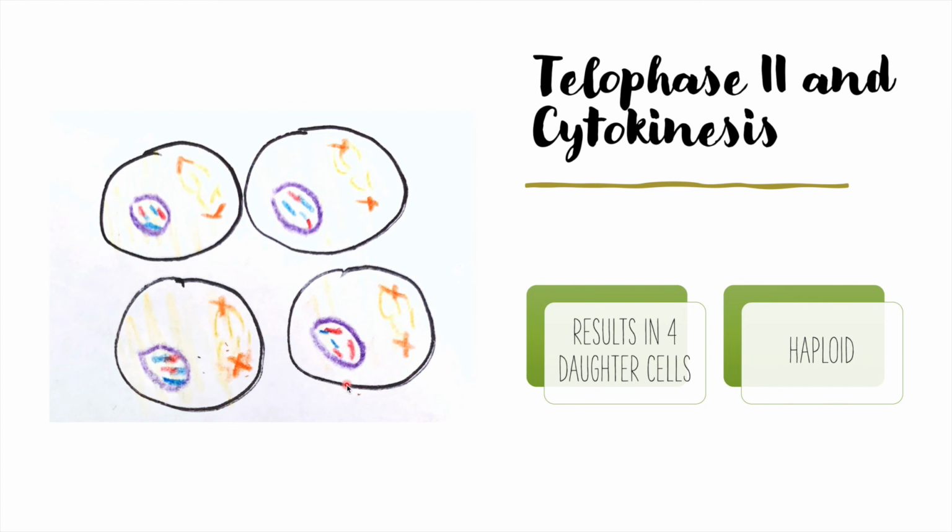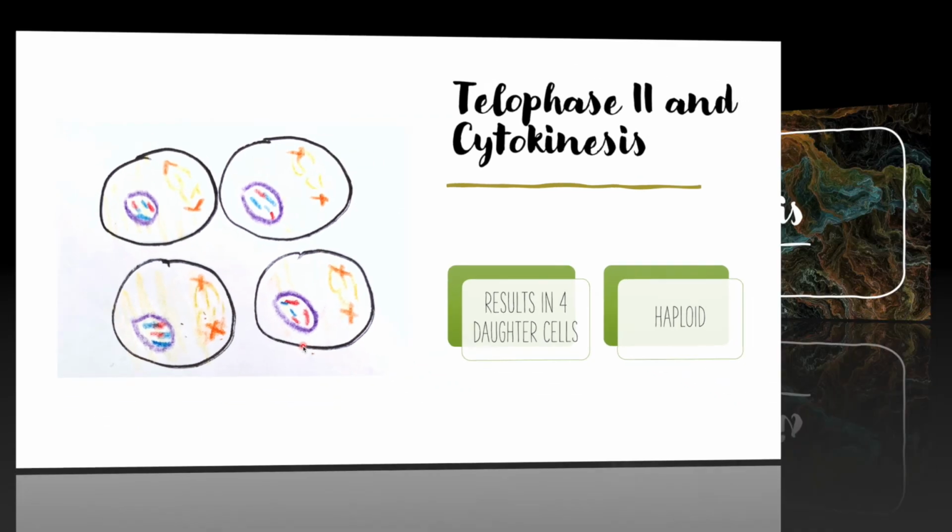You recall that we started with a cell that had 6 chromosomes. So, the 4 daughter cells have half the number of chromosomes than the parent cell. This is unlike mitosis, because in mitosis, the parent and daughter cells have the same number of chromosomes, whereas in meiosis, the daughter cells have half the amount of chromosomes that the parent cell had.